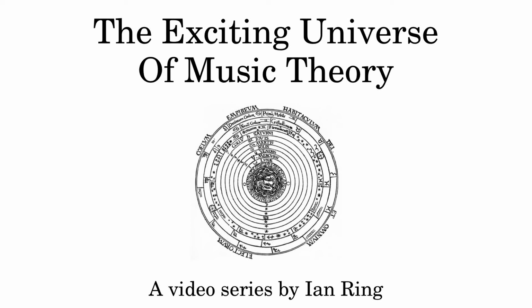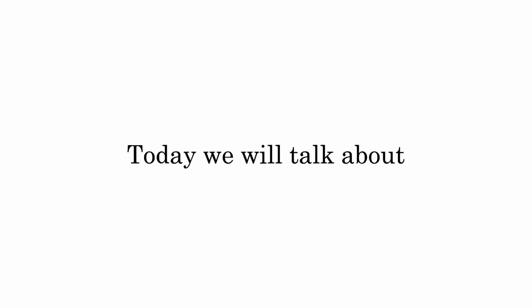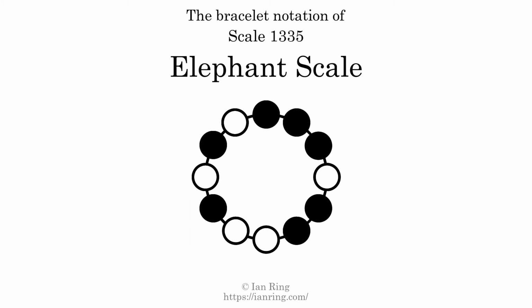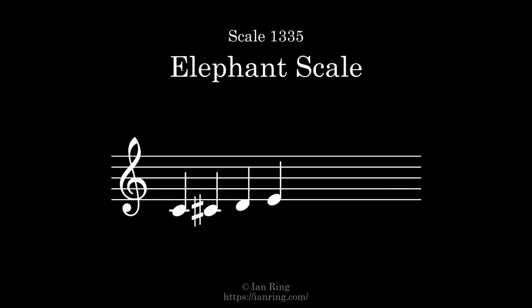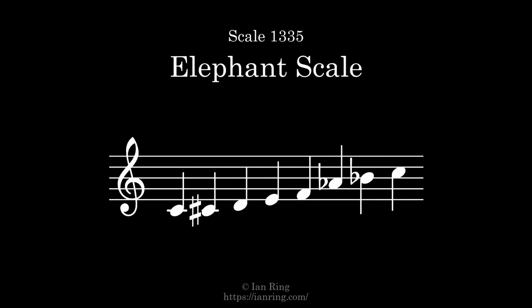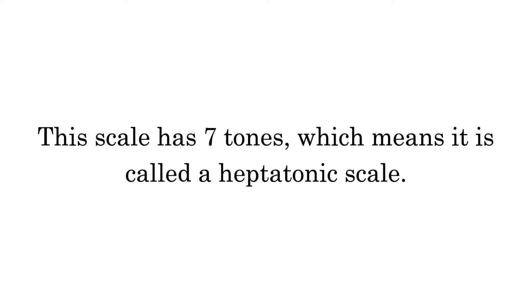Welcome to the exciting universe of music theory. Are you ready to learn? Then let's begin. Today we will talk about Scale 1335, Elephant Scale, which sounds like this. This scale has 7 tones, which means it is called a heptatonic scale.